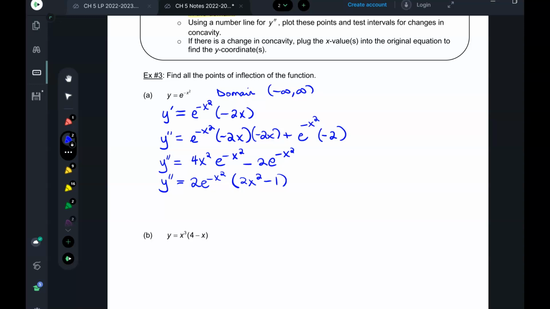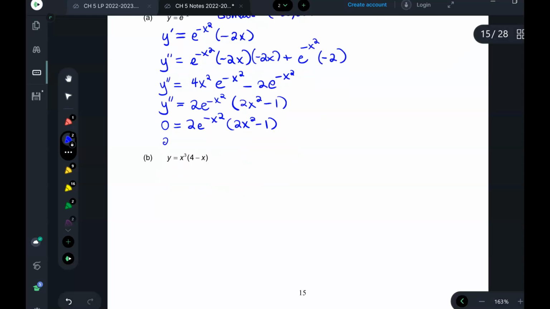Set that equal to 0. Now, can that 2e to the negative x squared be equal to 0? No, it's an exponential function. So we really just have to set 2x squared minus 1 equal to 0. Sorry, I'm running out of room here. So it would be plus or minus the square root of half.